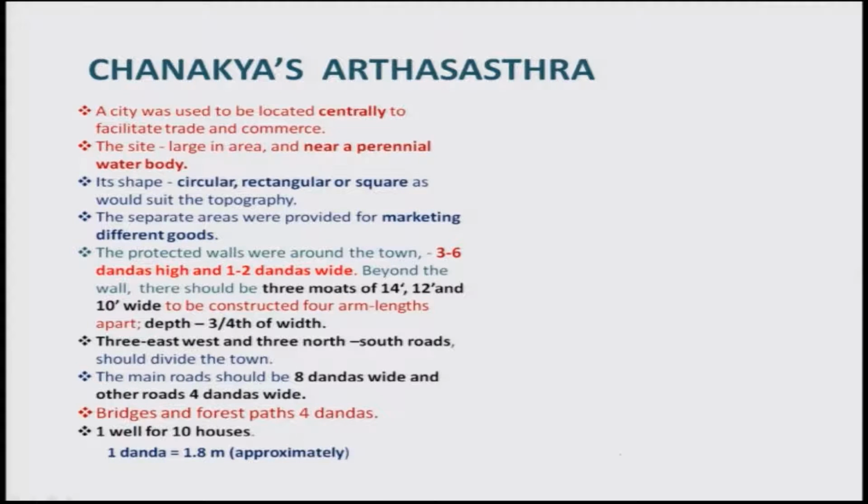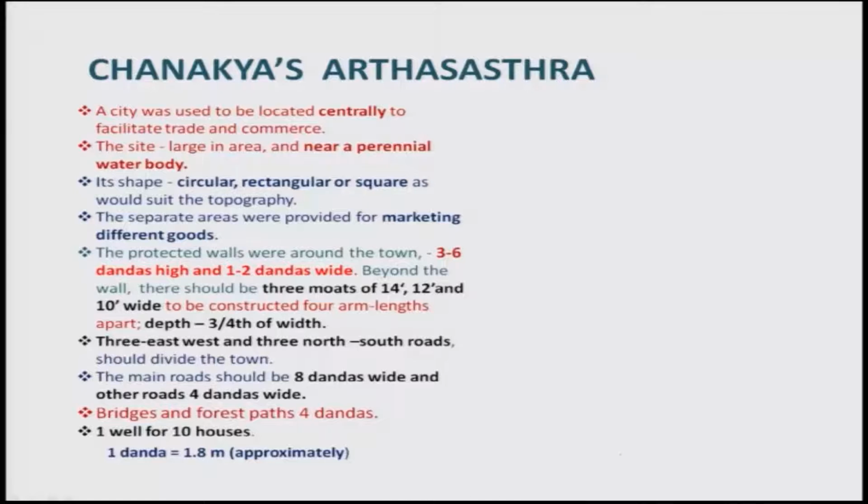Three east-to-west and three north-to-south roads should divide each other. The roads should be enough. Generally roads should run from east to west, so that they crisscross like a grid structure, which is not prevalent in cities today, because we build in a very haphazard way nowadays. The main road should be 8 dandas wide and other roads 4 dandas wide. This means 8 into 1.8, around 14 to 15 meters. The bridges and forest paths should be 4 dandas.